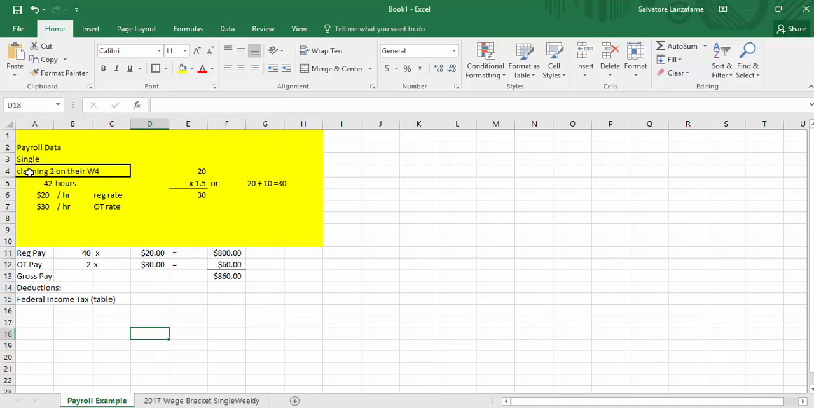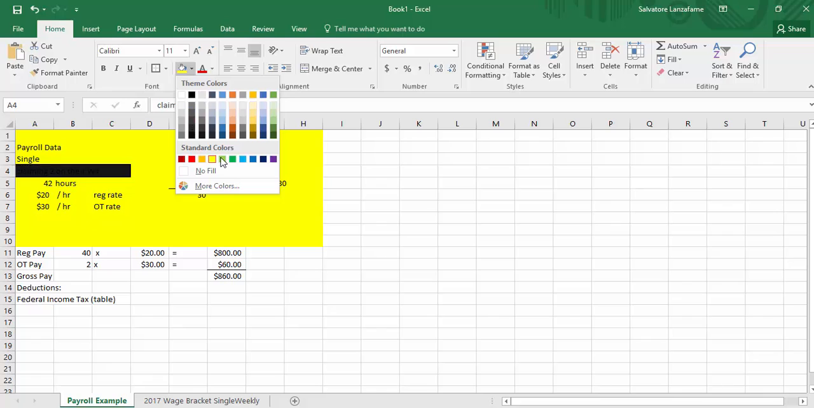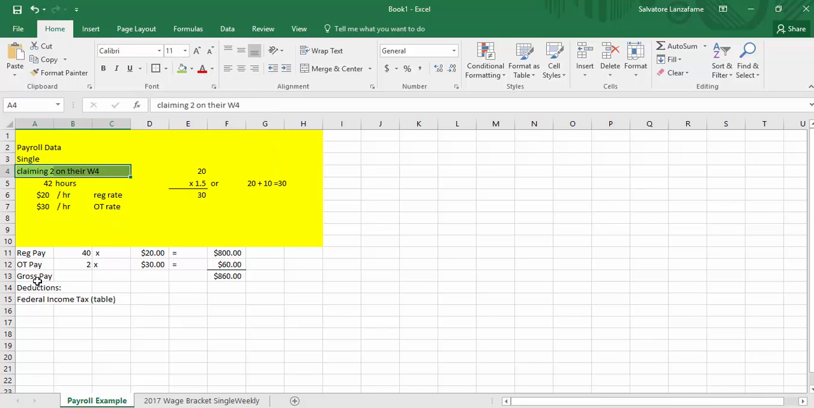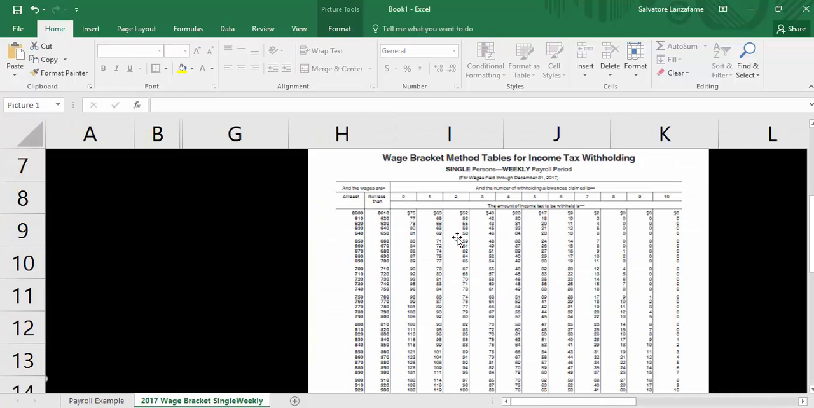So claiming 2, let me highlight that in green. And then we also have to look up the person's gross pay, which I'll also highlight in green. These are the two numbers that we need to help us figure out the person's federal income tax: 2 and 860, withholding and gross pay. So here is column 2. We're going to go down here till we find 860. And as we look across, I see 860 twice. I see 850 to 860, and I see 860 to 870.